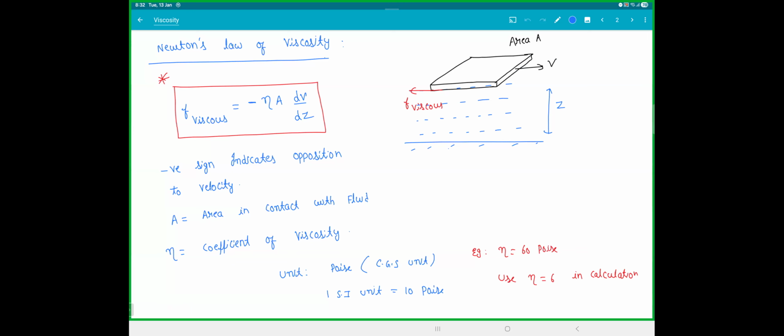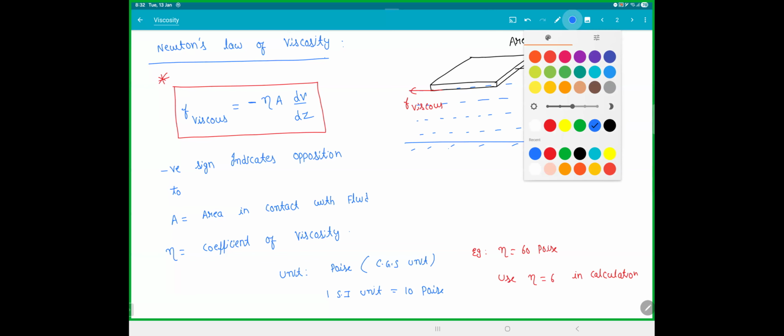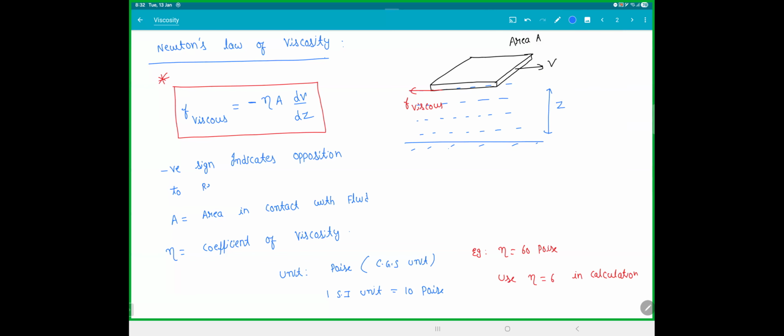Great. So last thing that we did, we were discussing Newton's law of viscosity. And this is the formula that I gave you. F viscous is minus eta A dv by dz. Negative sign indicates opposition to relative velocity. A is the area in contact. Eta is the coefficient of viscosity.